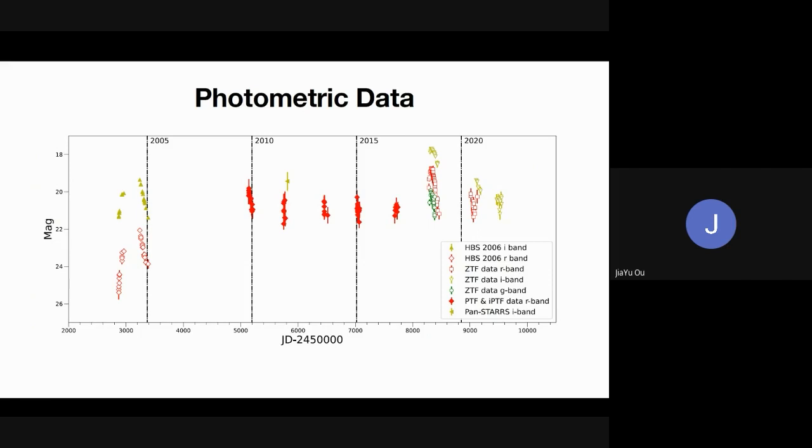is the photometric data example with our light curve in the M33. So on the left we can see from 2005 to 2021. And next.